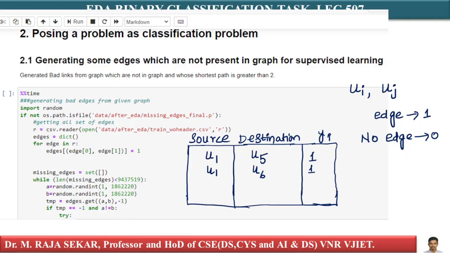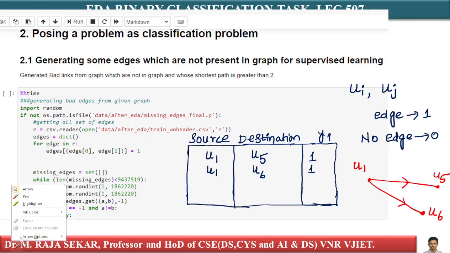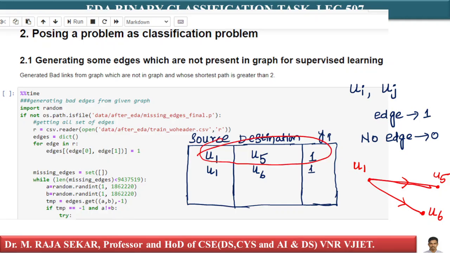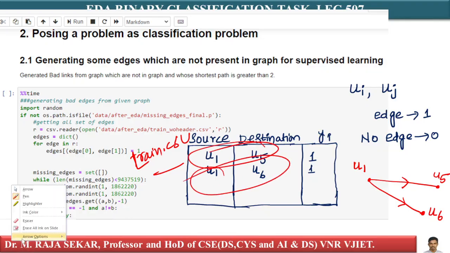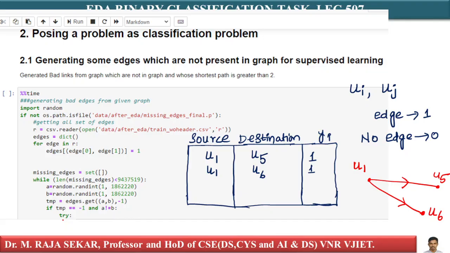Just see here, let me say I have vertex u1. There is an edge between u1 and u5, therefore I am keeping label 1. There is an edge between u1 and u6, therefore I am keeping label 1. This is train.csv. In this train.csv, I have only pairs of vertices whose class label is 1, isn't it?